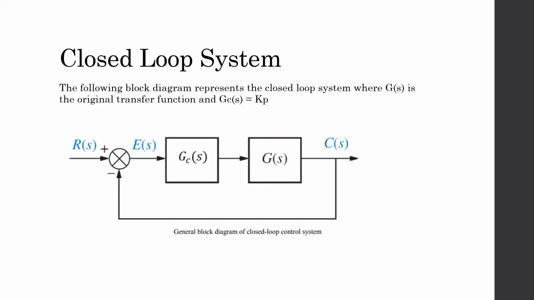This is the beginning of section 3. The following block diagram represents the closed-loop system where g of s is the original transfer function and gc of s is some constant kp. That constant kp will be adjusted to achieve a 50% improvement in both rise time and settling time.